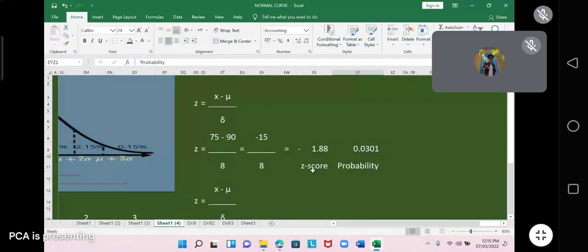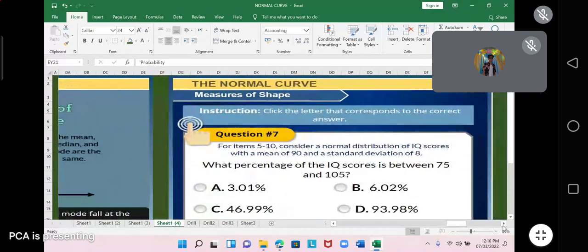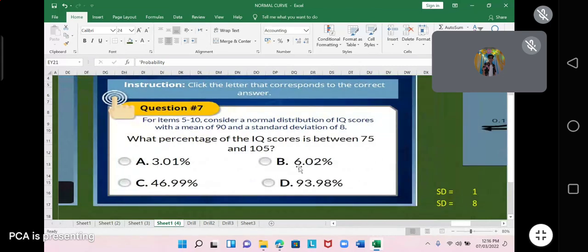Okay, 12:15. Kasi pupunta na ako doon sa measurement of the skewness, no? How do we measure? How do we solve the skewness of a curve? Okay, let's go. Punta na tayo dito. Okay, like what we've done before, what we did with negative 1.58 up to the z-score that is 1.58. This one now, no? Okay, it's 75 and 105. It's between, no? We're talking about the percentage of the IQ score.